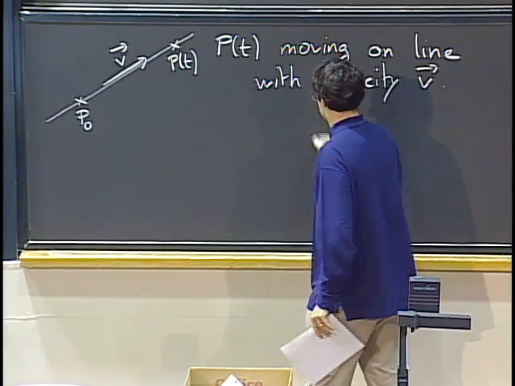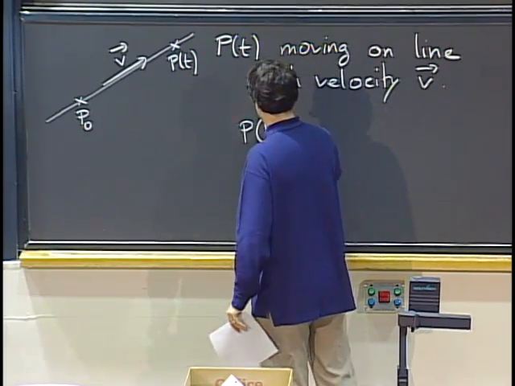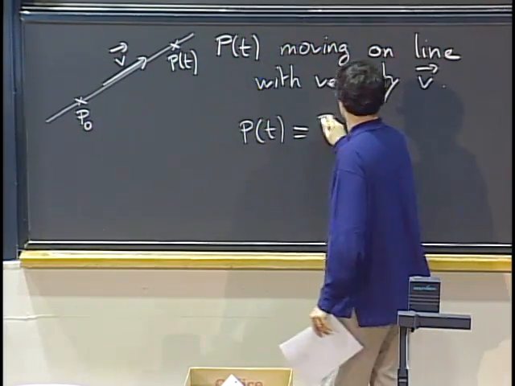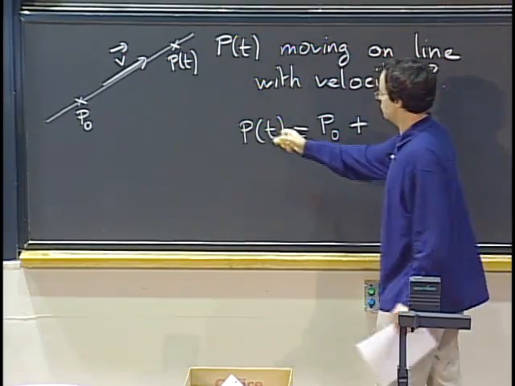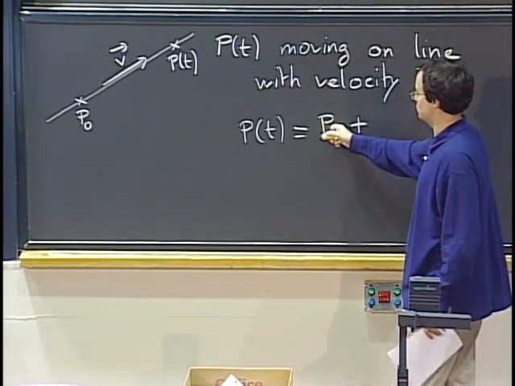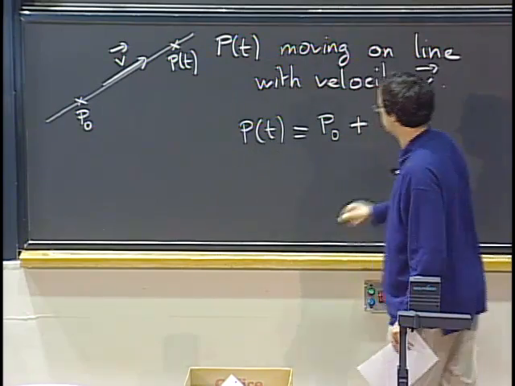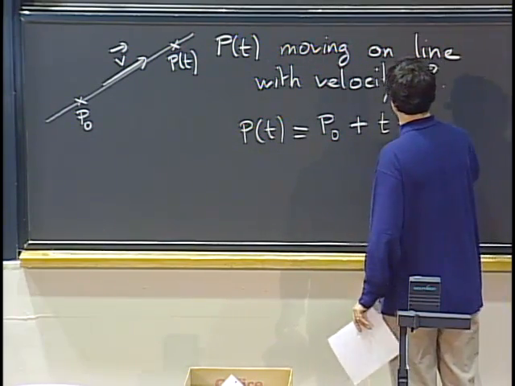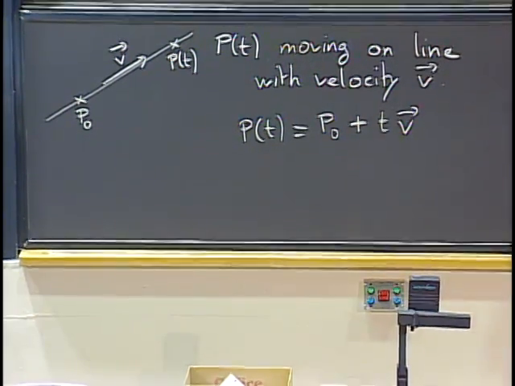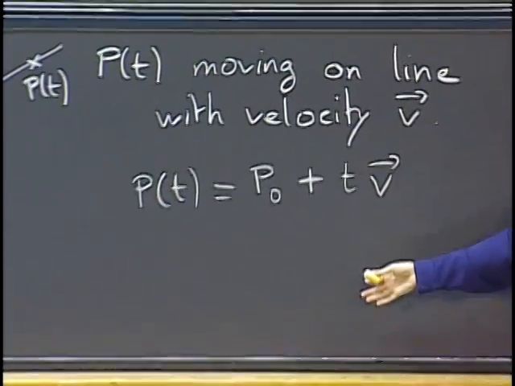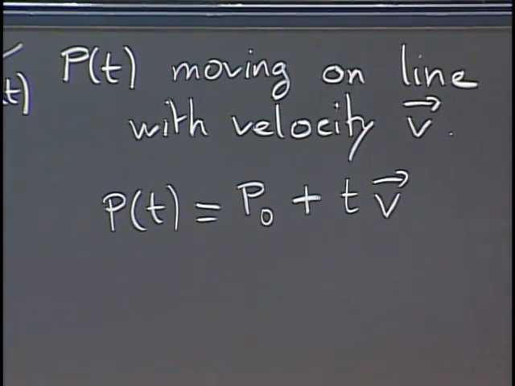So to put things in symbolic form, you'll get the position of that point by starting with a position at time 0 and adding t times the vector v. So that gives you x, y, and z in terms of t. And that's how we represent lines.